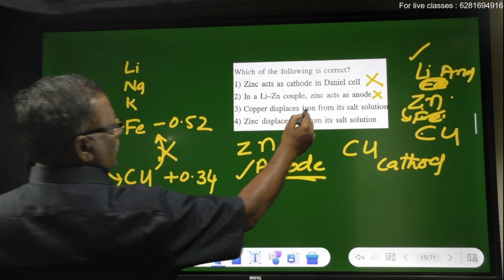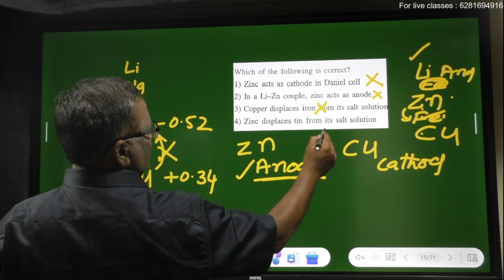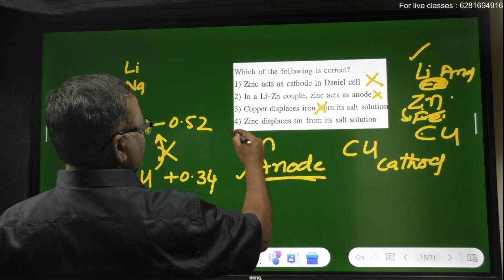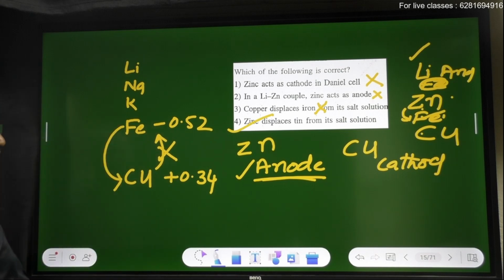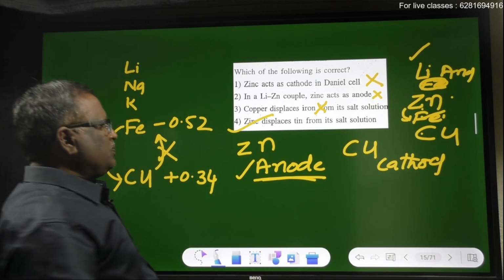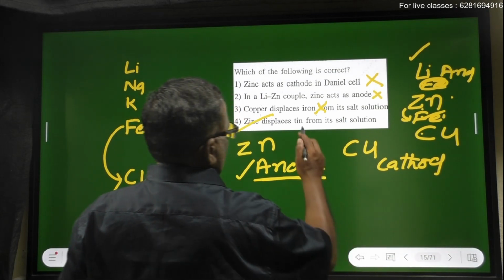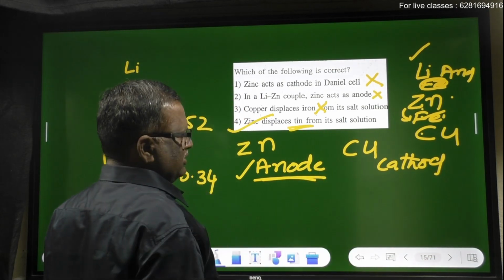This is also wrong. Zinc displaces tin from its salt solution. Yes, this can be done because tin is below zinc in the electrochemical series. So zinc can displace tin ions from its salts.